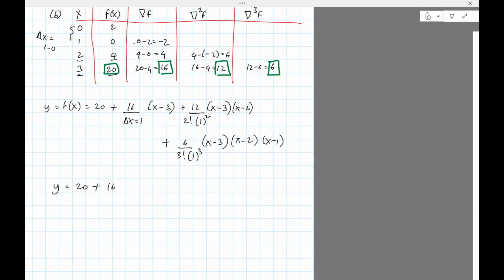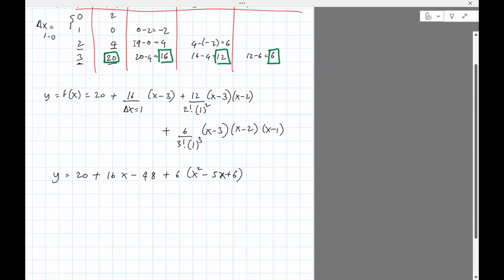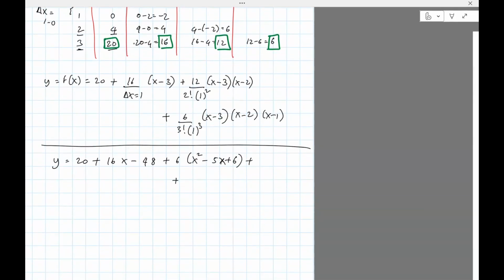Plus 16x minus 48, plus 12 divided by 2 is 6, x squared minus 5x plus 6. The last one would be 6 divided by 6 is 1. And then we have x minus 3. I'll do the first two terms. So x squared minus 3x. So x squared minus 5x plus 2 times x minus 1.